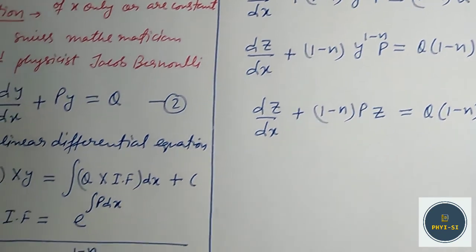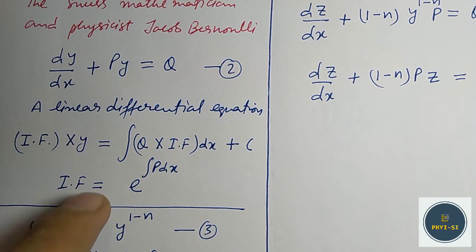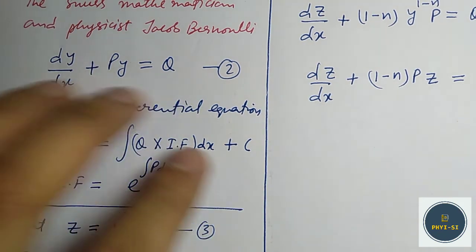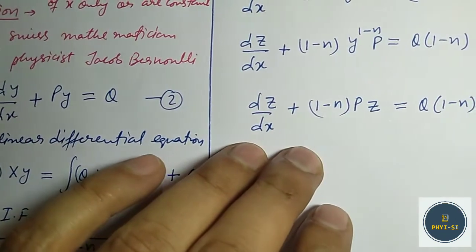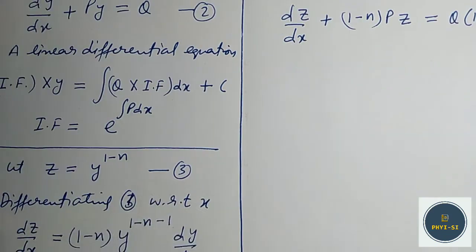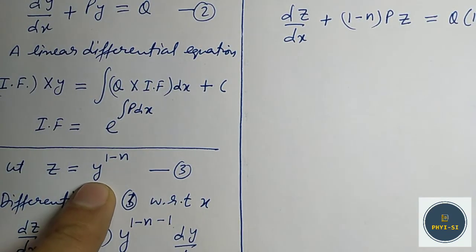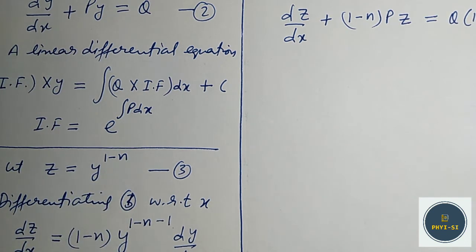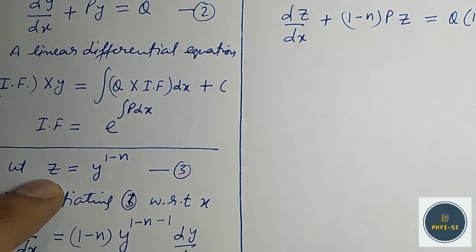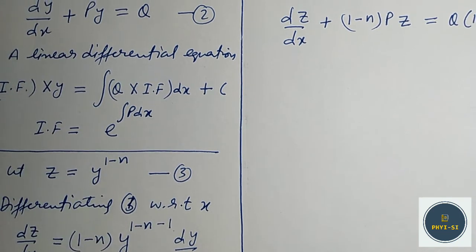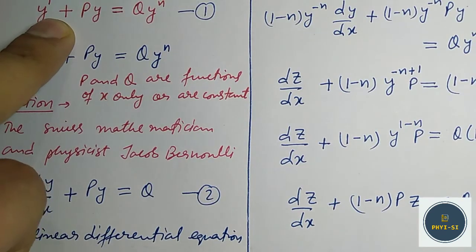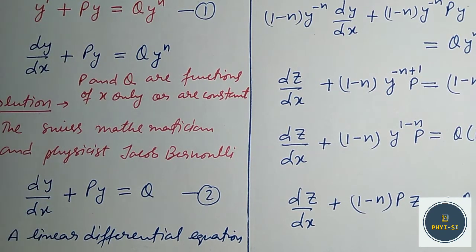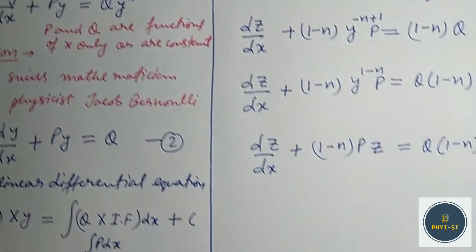So now I can easily apply this method to solve this equation, and then finally I convert the z into y raised to power 1 minus n. Using this equation I can convert the z variable to the y variable, and we will finally get the answer, the final solution of the differential equation, which is called the Bernoulli differential equation.